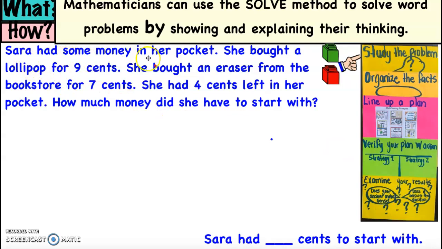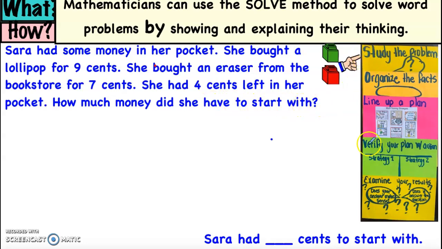Sarah had some money in her pocket. She bought a lollipop for 9 cents. She bought an eraser from the bookstore for 7 cents. She had 4 cents left in her pocket. How much money did she have to start with?